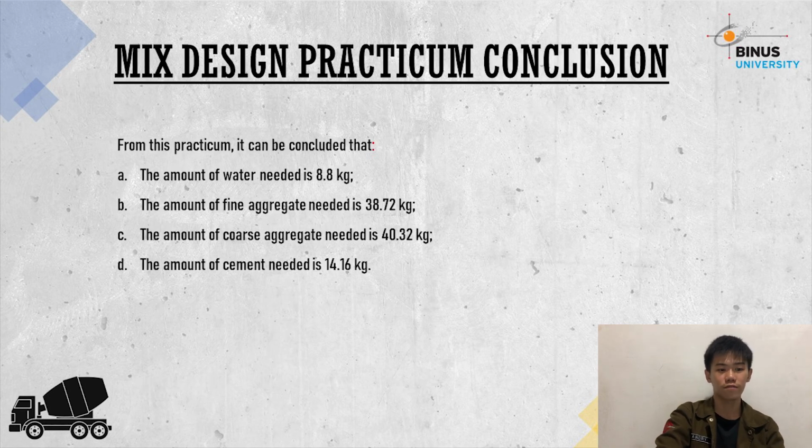So the conclusion of this practicum, the total amount of water that we need is 8.8 kg. The total amount of cement that we need is 14.16 kg. The total amount of fine aggregate that we need is 38.72 kg. And the amount of coarse aggregate that we need is 40.32 kg.